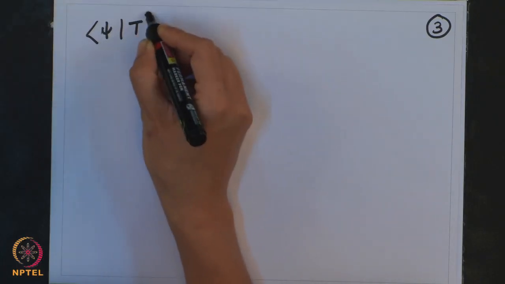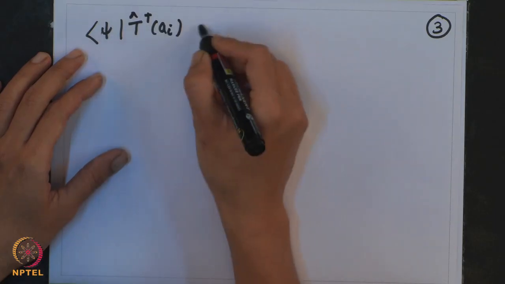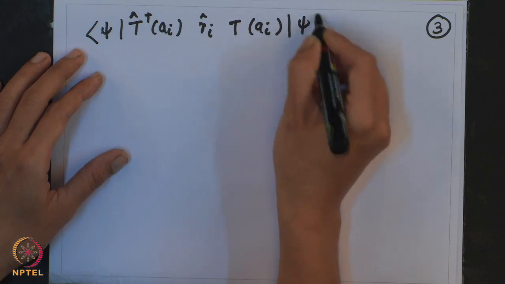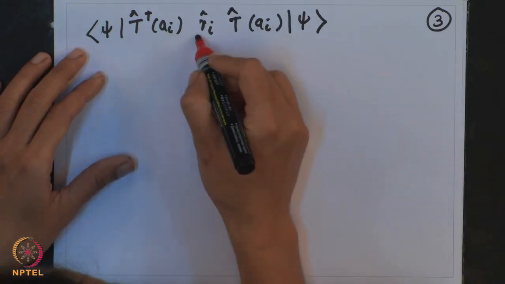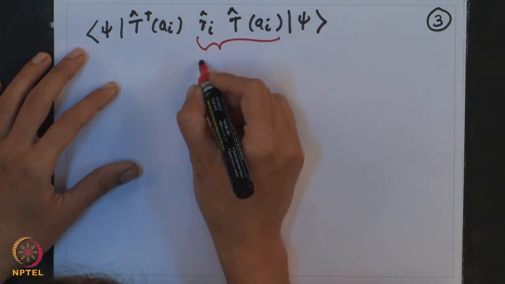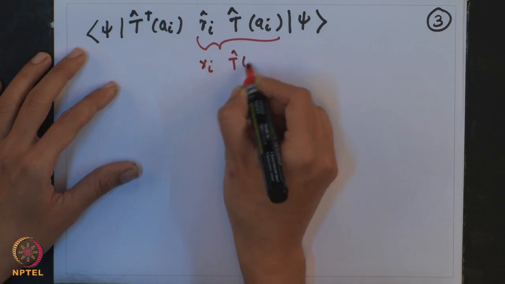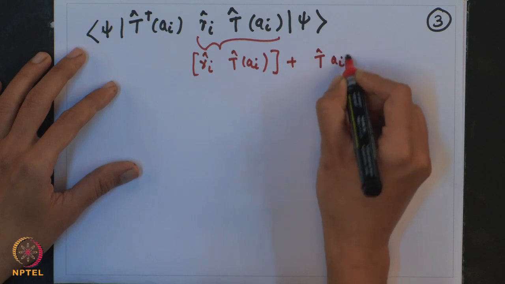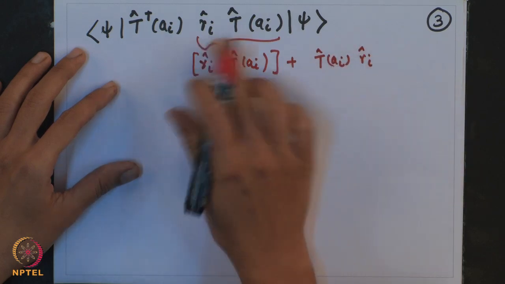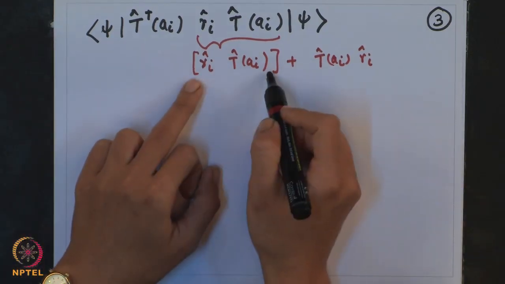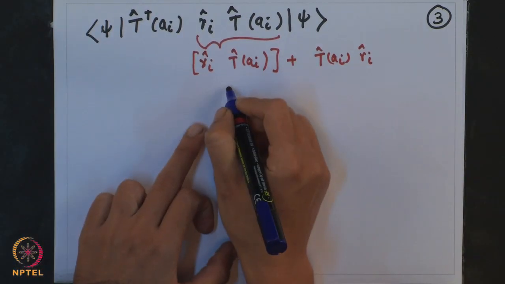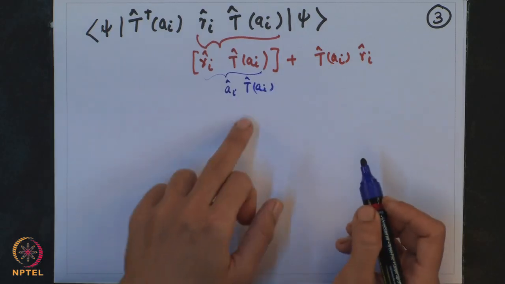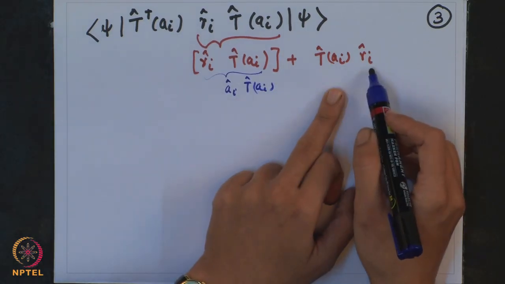Psi T dagger A_i R_i T A_i. So, this we will evaluate. Here what I said is, I will use R_i T A_i commutator plus T A_i R_i. I will substitute for this here. We have seen what is the commutator of this. Commutator of this was A_i T A_i, correct. So, the commutator will give me this, and the second term is this term.